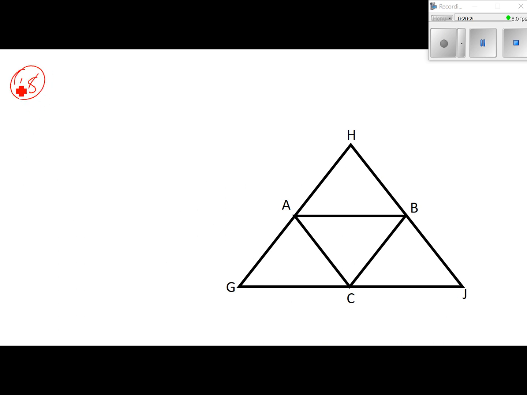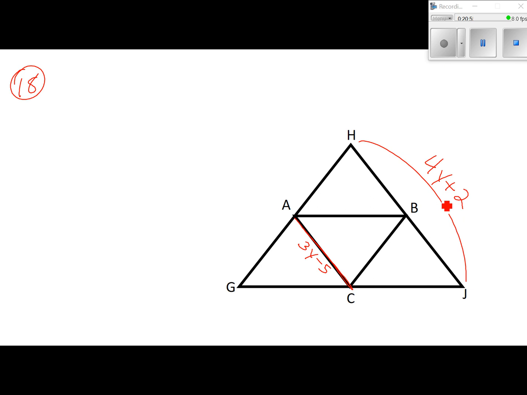Number 18. Problem 18, it says segment AC is 3y minus 5. So that's this segment right here, 3y minus 5. And HJ is 4y plus 2. So this whole segment out here is 4y plus 2.